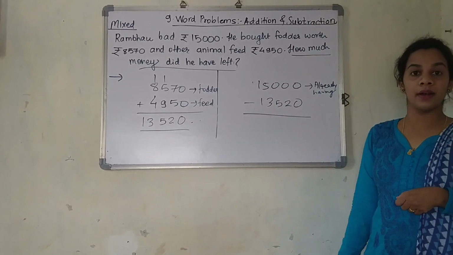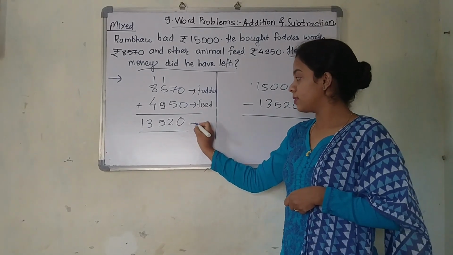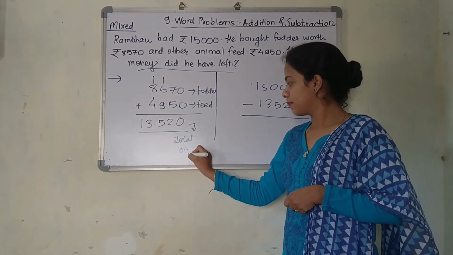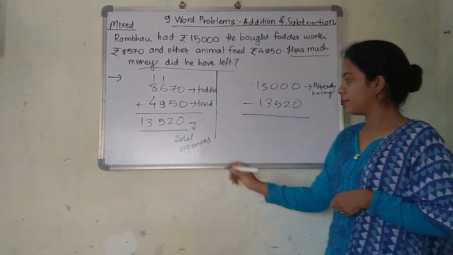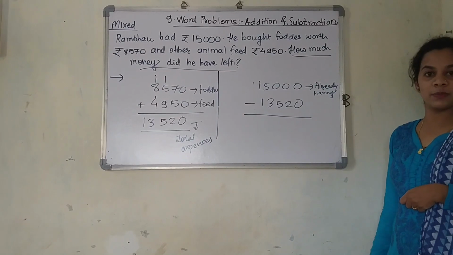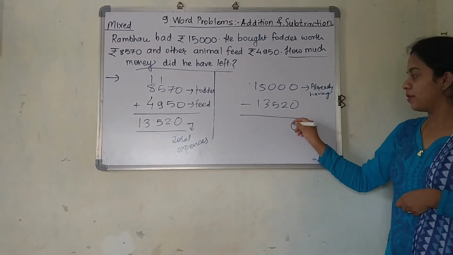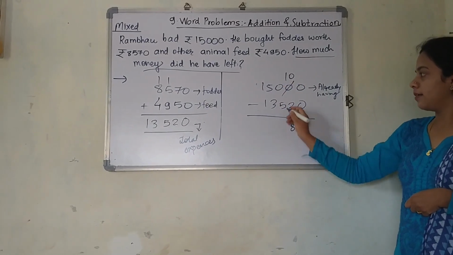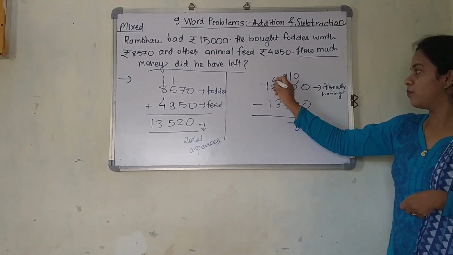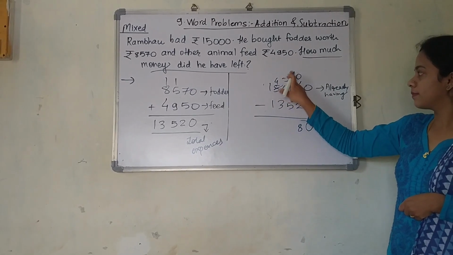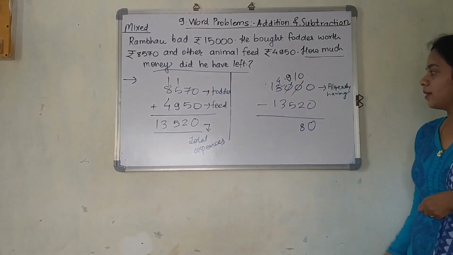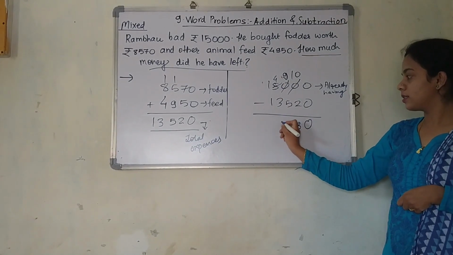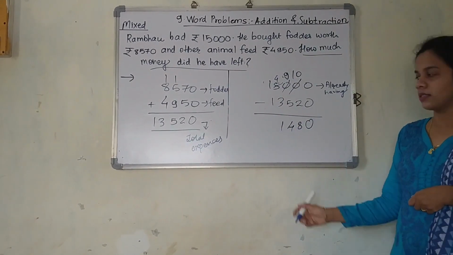And 13,520 was what? His total expense. So that was the total expense. So we are going to subtract it. 0 minus 0 is 0. 10 minus 2 is 8. This will become 9. This will become 4. 9 minus 5 is 4. 4 minus 3 is 1, and 1 minus 1 is 0 itself.